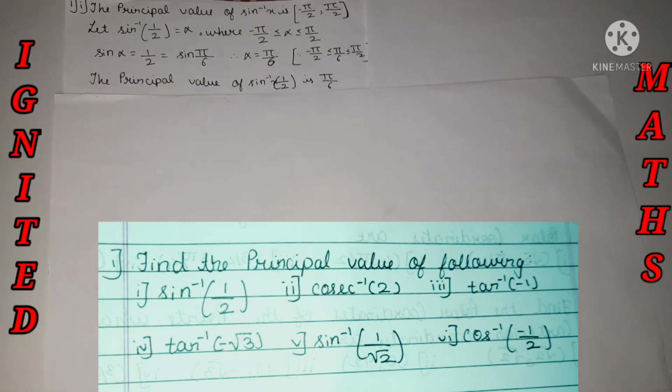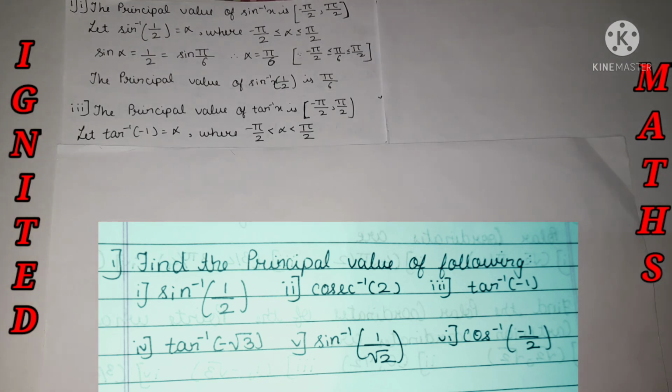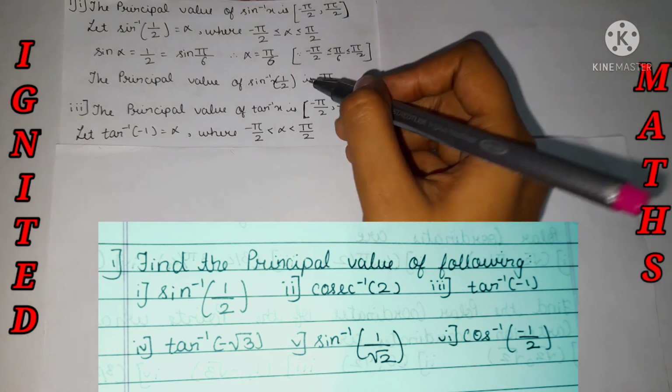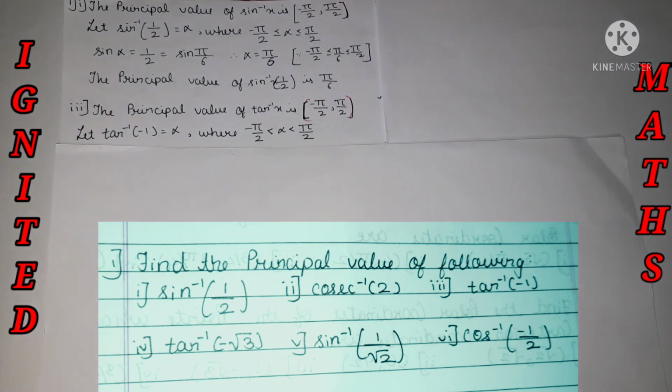Now before moving to the second sub question, we'll just complete the third sub question and then move to the second one. The question over here is the principal value of tan inverse of x. It's lying between minus pi by 2 and pi by 2. It's an open interval, not closed. For sine, the interval is closed; over here it is open. So alpha lies between minus pi by 2 and pi by 2 but is not equal to them. So tan inverse of minus 1 is equal to alpha.